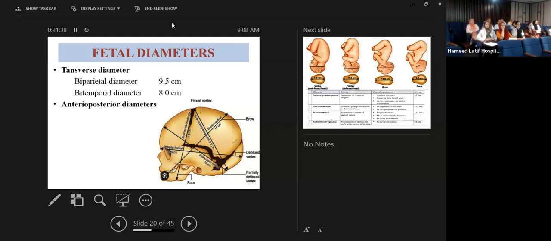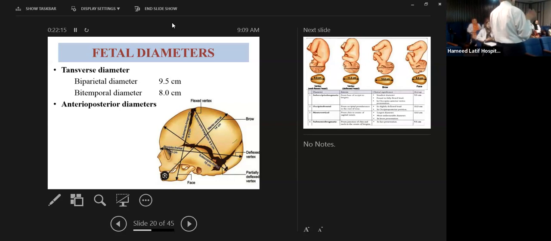The largest one is the mentovertical. The mentovertical is 13 centimeters, which is in a deflexed head, in the case of brow presentation. In face presentation, it will be submentobregmatic. In most vertex presentations, it is suboccipitobregmatic. Now, if the head is not so well flexed, what happens? A comparatively larger diameter would be thrown across the pelvis, and that might delay labor or cause obstruction of labor.